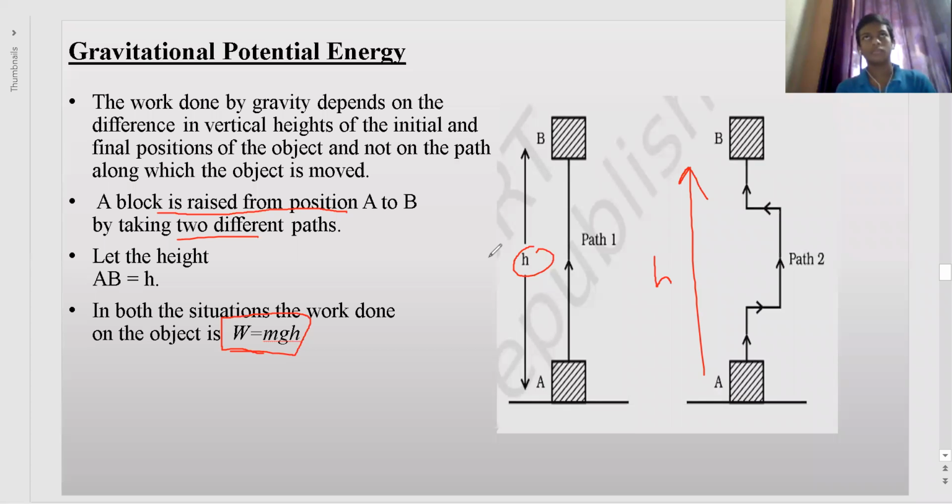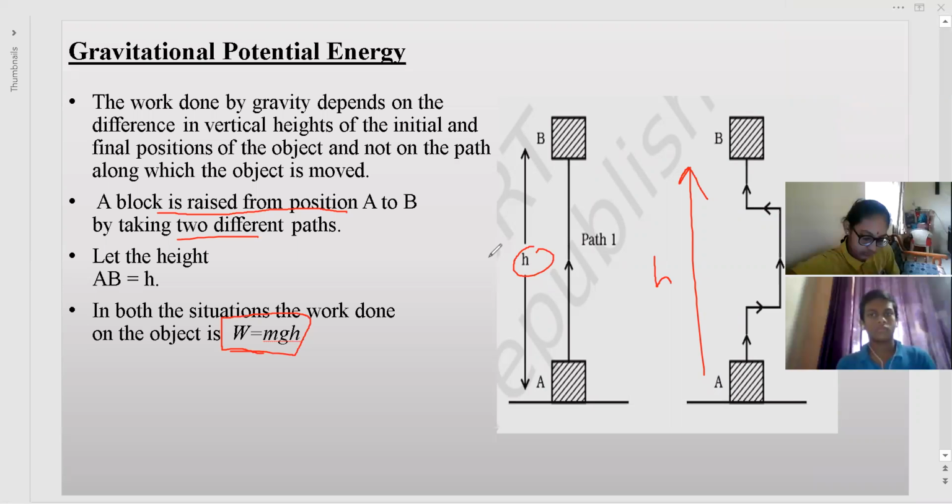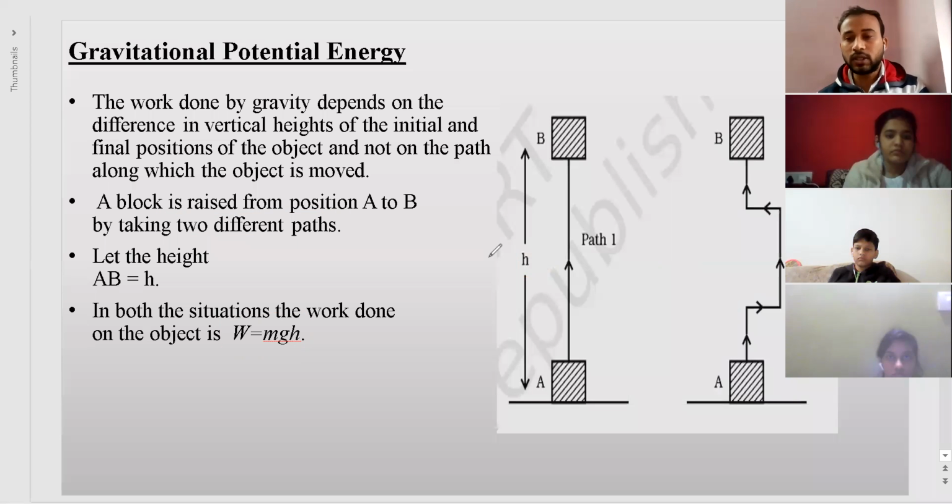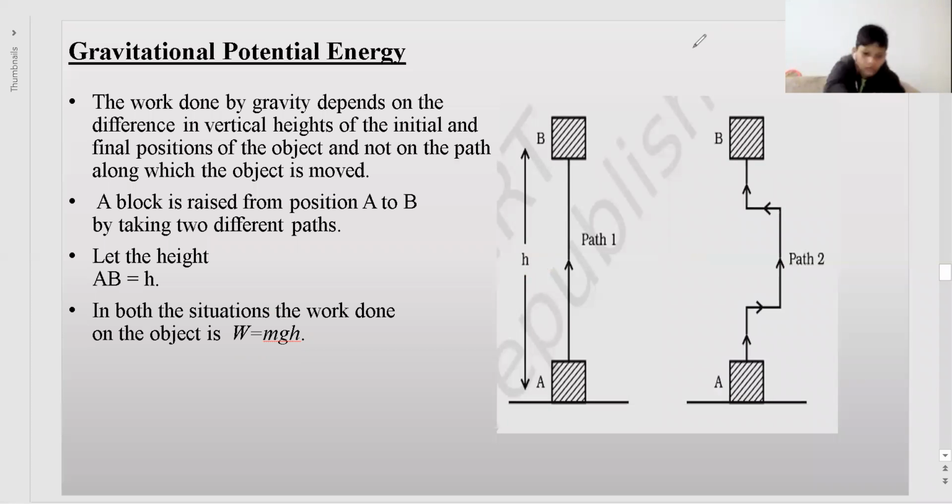Understood? So what you understood from this is that potential energy doesn't depend on the path. It only depends on the initial position and the final position, and the distance or the gap between these two positions. That's it. Understood, all of you? Yes, sir.